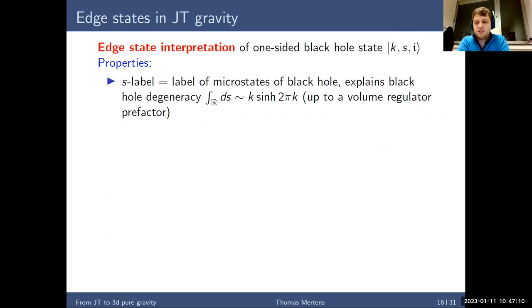The first is that it's labeled by three labels, K, S, and I. This I label is living all the way at the asymptotic boundary. This has nothing to do with what happens at the entangling surface or what happens at the black hole horizon. It's the other two labels that matter.